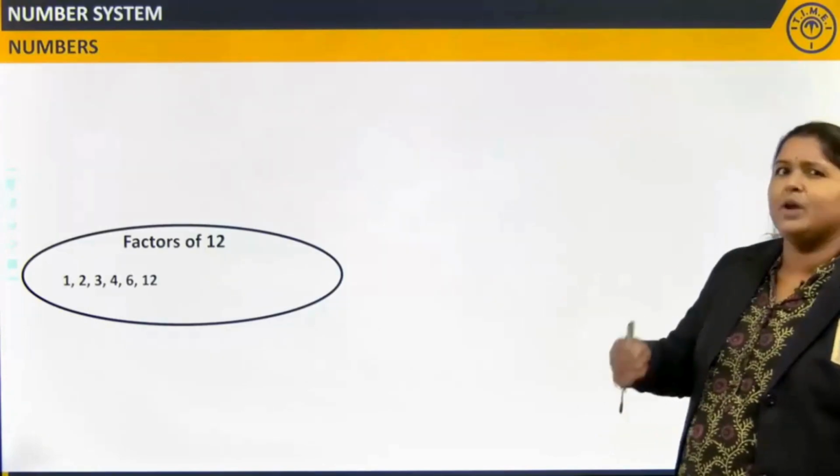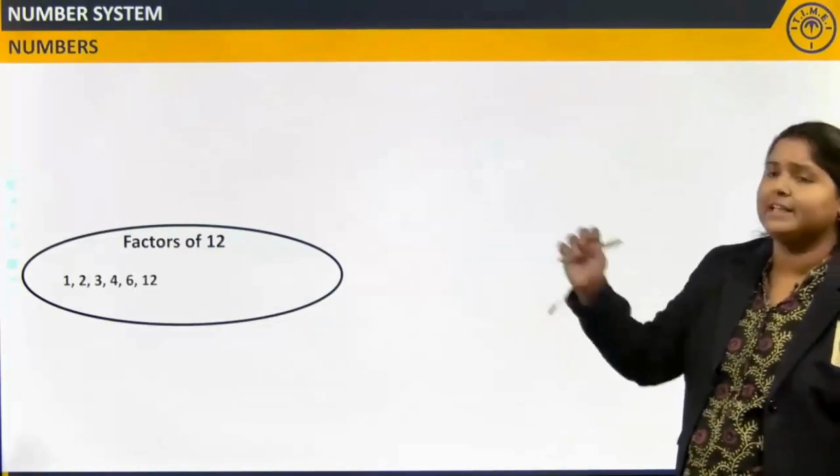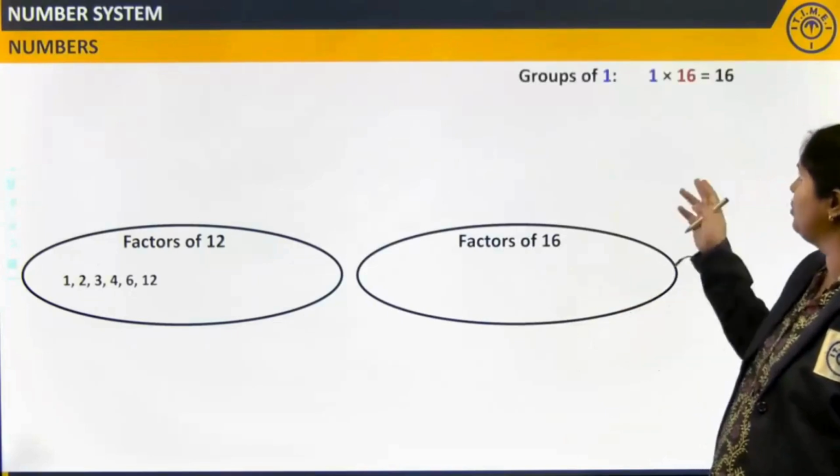Right. Let us take one more number, say 16, and let us find the factors of 16 just like the way we found the factors of 12. What are the factors of 16? Look at the different groups here.